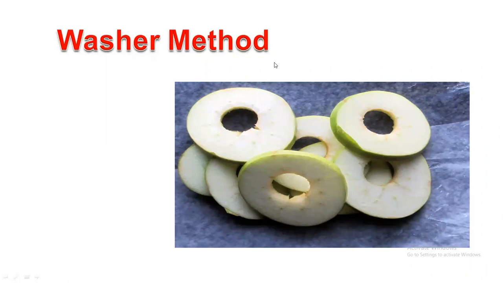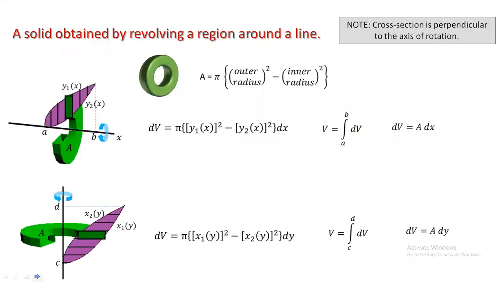Now we go to the washer method. So washer. So it has a hole. It has a hollow part. So it's not solid as the disc. Now, the cross section, we have this note. I'd like to read this ahead, that way I will not forget. The cross section that is chosen here is perpendicular to the axis of rotation. So what is perpendicular? It has to be making a 90-degree angle to the axis of rotation.